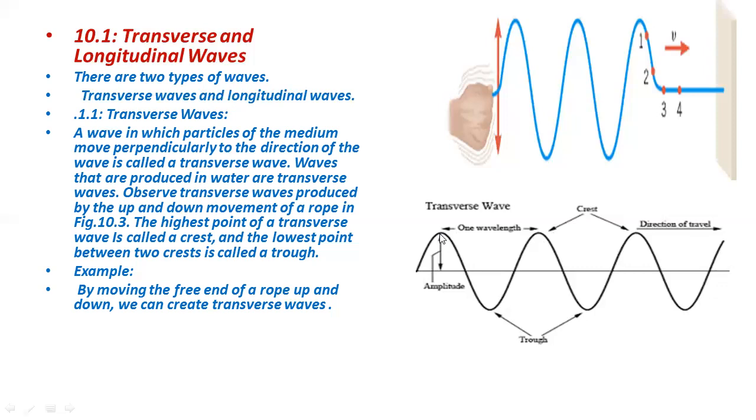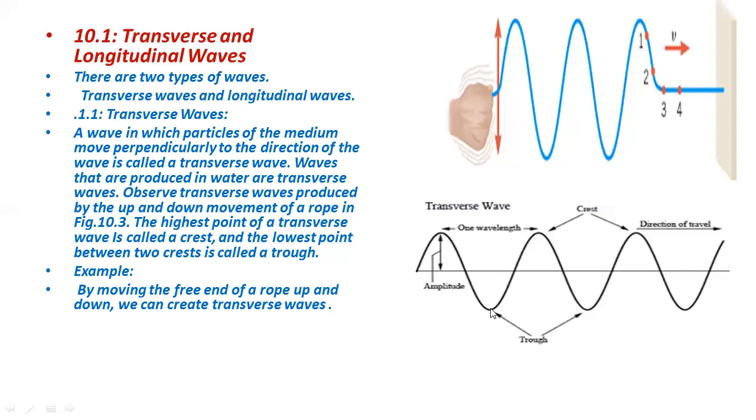The highest point in the transverse waves is called the crest. The highest point of a transverse wave is called a crest, and the lowest point between the two crests is called a trough. You can see that this is the lowest point between two crests, one crest, two crests, and this lowest point is called trough. The highest points in transverse waves are called crests, and the lowest points in transverse waves are called troughs.